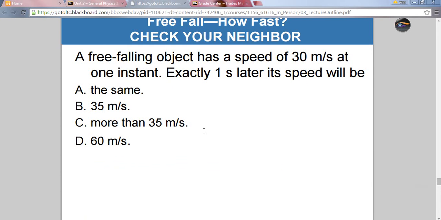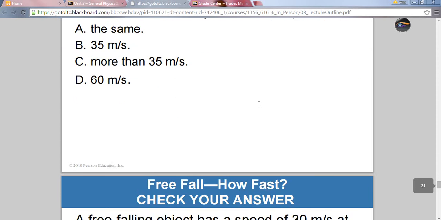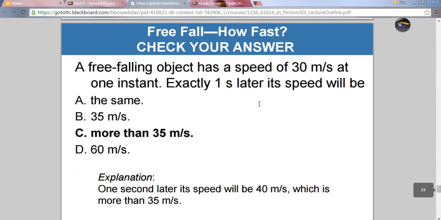And after each second passes, we're going to add another 10 meters per second. So in this case, it won't be the same. It won't be 35 because we need to actually add 10, right? It will be more than 35, but it won't be 60. So our answer here is 30, with the actual value being 40 meters per second after 1 second passes.